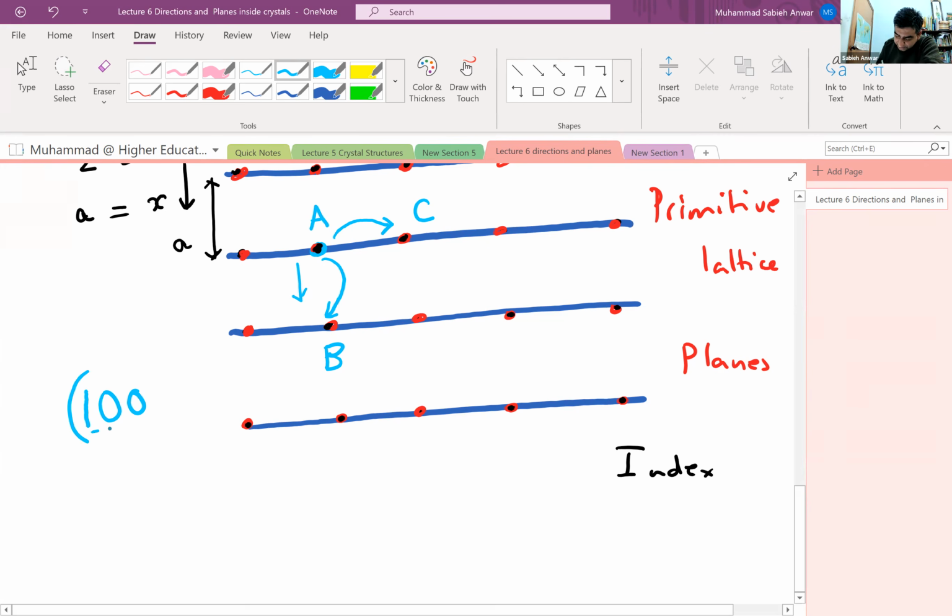So if I have this trio of numbers 1, 0 and 0 and I put them in parentheses, this will become the Miller indices of these planes. All right. Ab pucho.